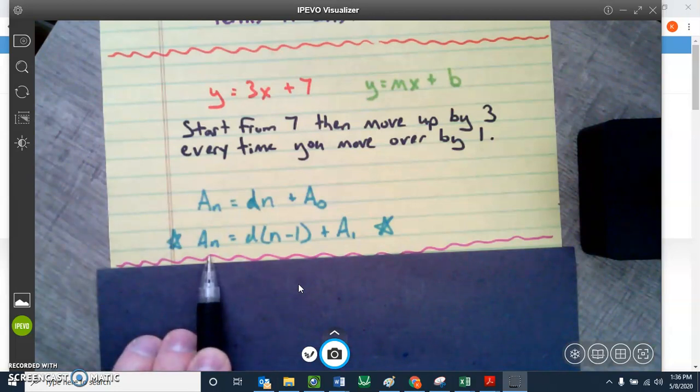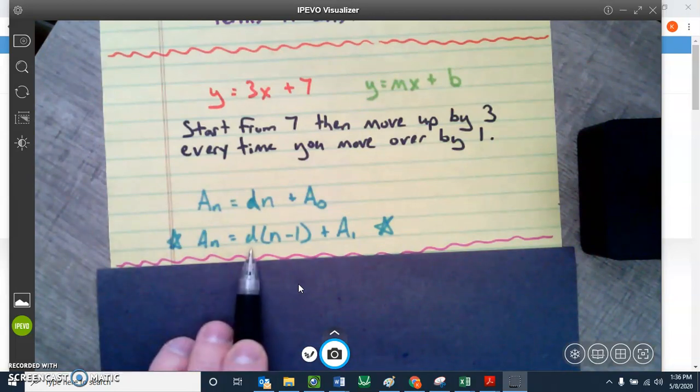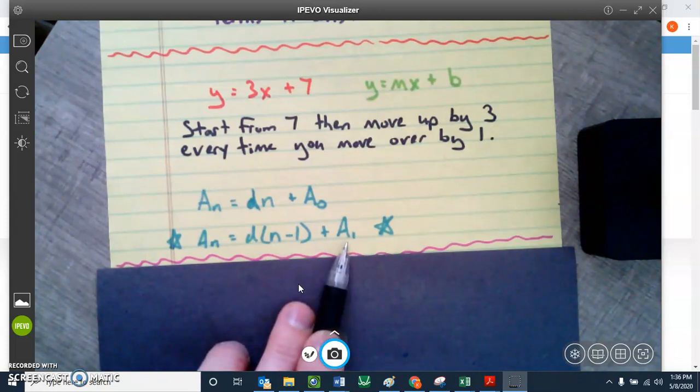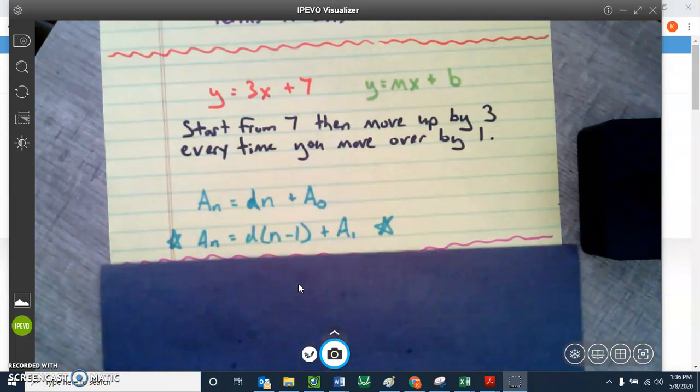So to find some term of an arithmetic sequence, you need to know the common difference. How much is it changing by each time? What term number are you looking for? What location are you looking at? The 17th number, the 105th number, whatever it is. And then we need to know where to start from, or what was the first term of your sequence? Put it all together, and that's what we're looking at.